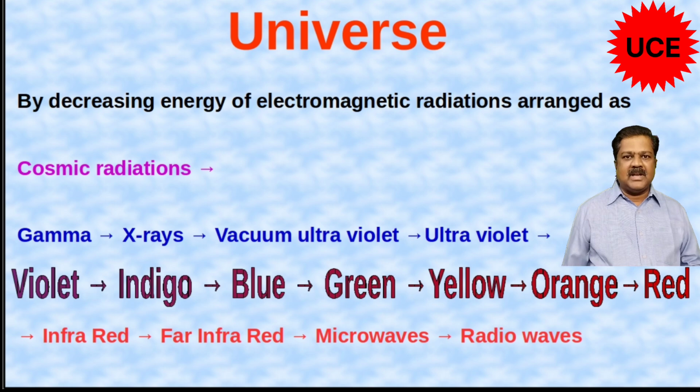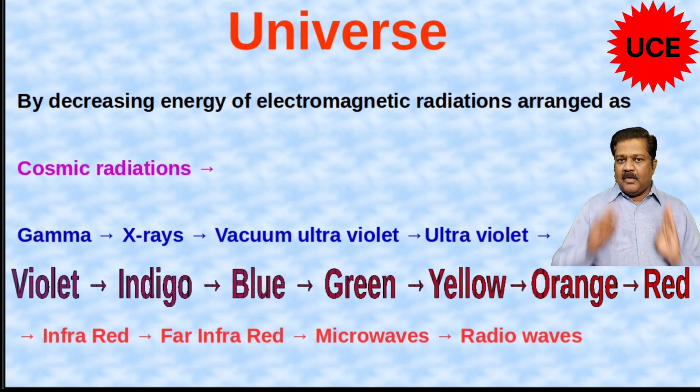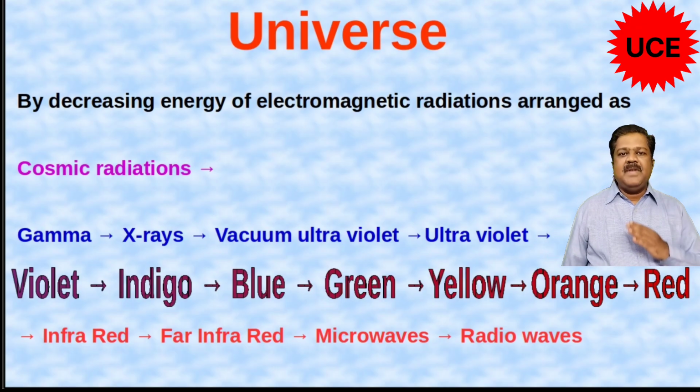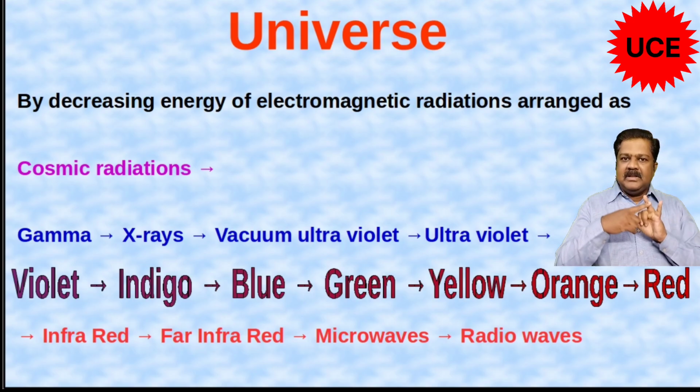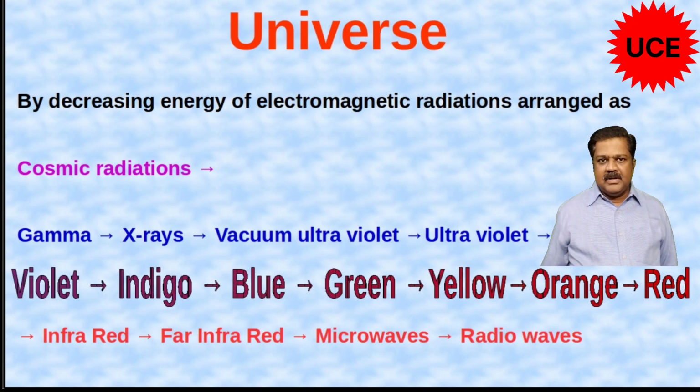So let me clarify once again. Gamma radiations, X radiation, that is X-rays, then vacuum ultraviolet, ultraviolet. All these four radiations we are considering as invisible radiation because we are not able to observe them. But energetically they are very high energy radiation. Obviously decreasing energy. So gamma rays highest energy, then X-rays, then vacuum ultraviolet, then ultraviolet.